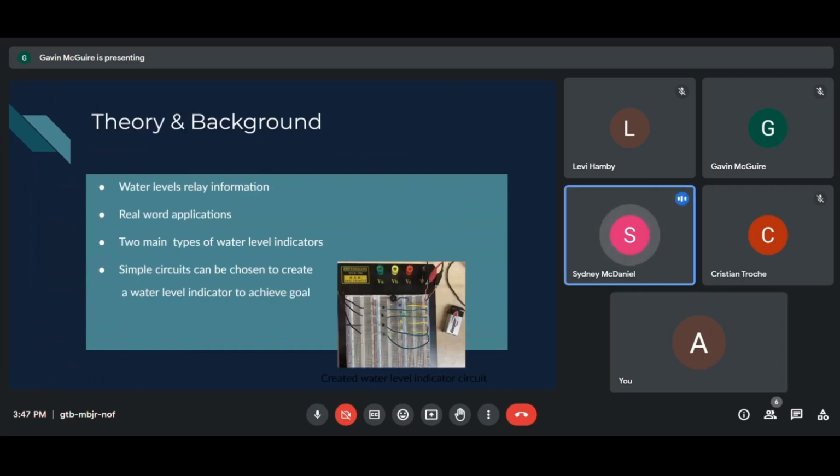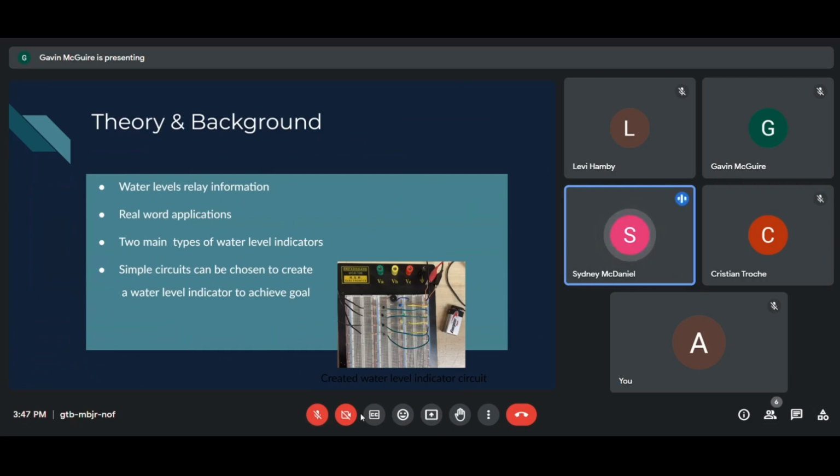So a little bit of theory and background. Water levels relay information using sensor probes or wires into a storage tank or a defined container, which then send the information back to the circuit and produce light and or sound. And then in our case, we chose to do light and sound.